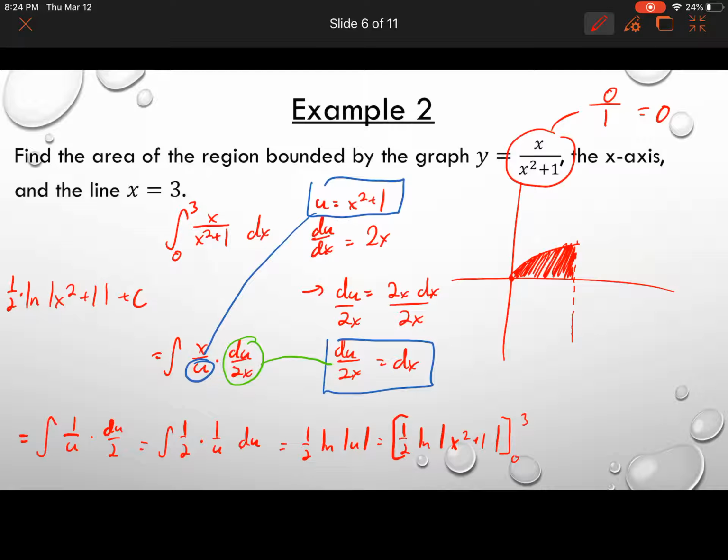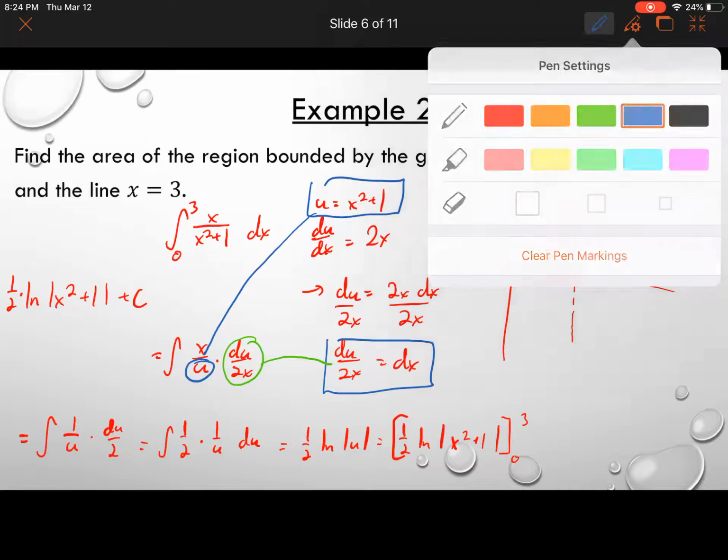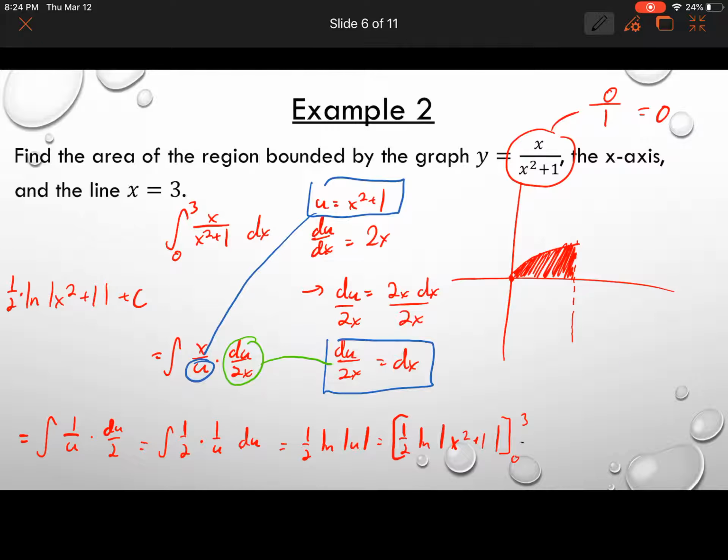Now recall that the way we evaluate the interval is that we plug in both 0 and 3, and then we subtract. So we have 1/2 natural log of the absolute value. If we plug in 3, we get 3 squared plus 1, which is 10, and the absolute value of 10 is just 10, minus 1/2 natural log. If we plug in 0, we get 0 squared plus 1 is 1, so the natural log of 1.